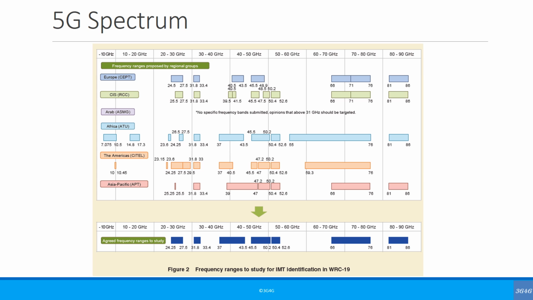There are a lot of proposals, and different regions had different proposals for frequencies. You can see the ones at the bottom are the bands being studied by ITU for 5G. But there are also some bands which are not listed here. For example, in the US, they are using the 28 gigahertz band to test the feasibility of 5G.